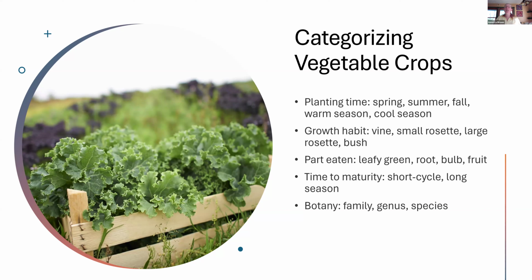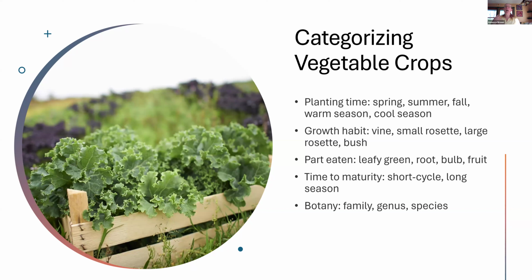And the advantage of using botany to group our vegetables is that the botanical groupings are based on the genetic relationships between the different vegetables. And those genetic relationships are often what determine susceptibility to various pests, fertilizer needs, and sometimes the preferred growing conditions. So knowing what family a vegetable is in can be very useful to your planning.